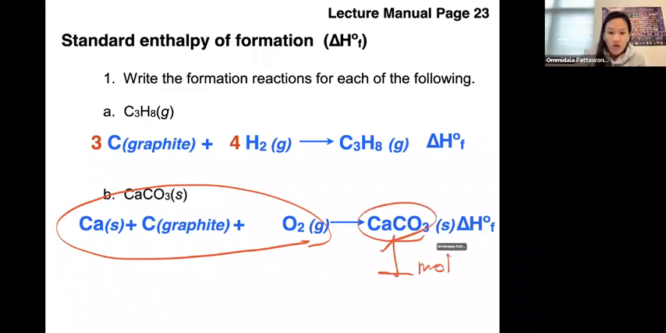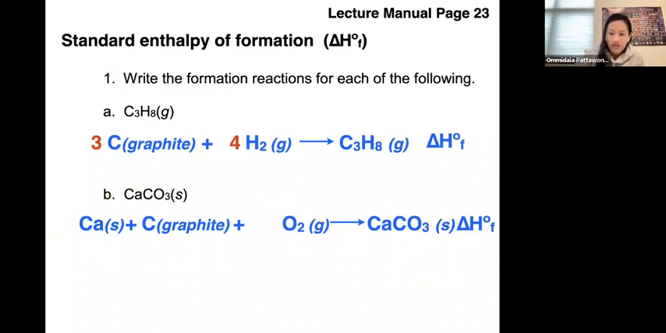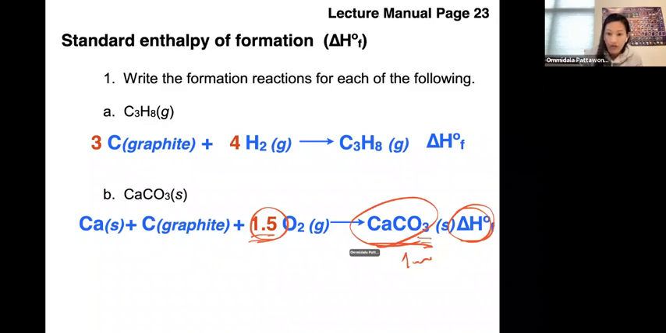So that means in this case, you are going to make sure that you add the proper coefficient. So in this case, you are going to add 1.5 oxygen in order to make it 3 oxygens on this side. Again, the reason why we can leave it as a fraction here, not a whole number, is because by definition the enthalpy of formation is per 1 mole of the substance that you are concerned with. So in this case it would be 1 mole of calcium carbonate. So that's why we can leave this as not a whole number. Normally you have to make it a whole number, except in this section right here.